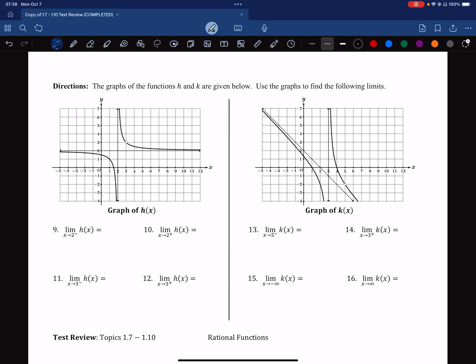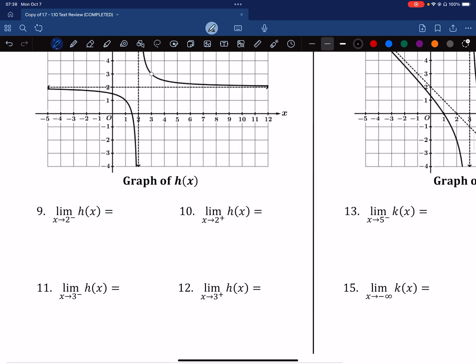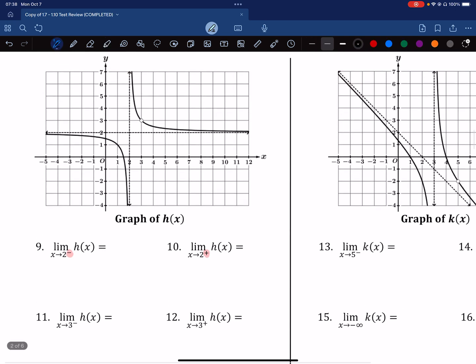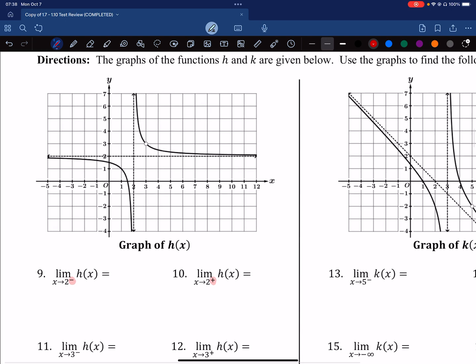So what I need you to understand is the difference between the limit statements when it's talking about a vertical asymptote, a horizontal asymptote, a hole. Okay, so if we look at this, it says the limit as x approaches 2 from the left side. So remember, this right here means the left side. And then if you look at number 10, we're approaching 2 from the right side. So if we're approaching 2 from the left side, that means we're moving towards 2 on the left side. So 2 is right here.